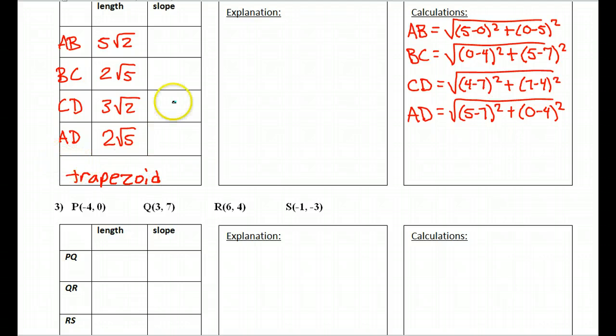Okay, if it turns out that BC and AD are the legs of the trapezoid, then this will be an isosceles trapezoid if these legs are congruent. Okay, and that's looking like a real possibility. But we'll have to see the slopes to be sure.